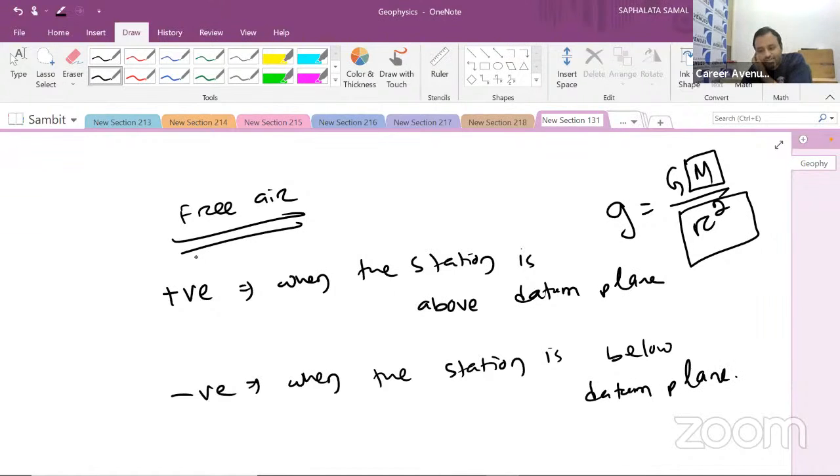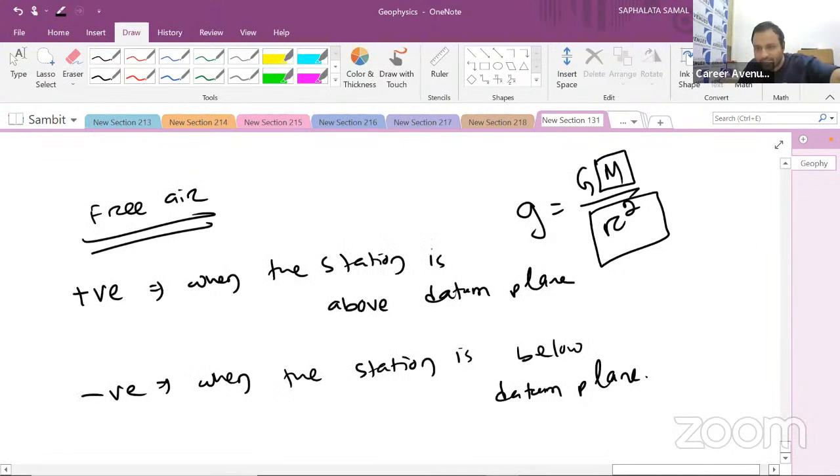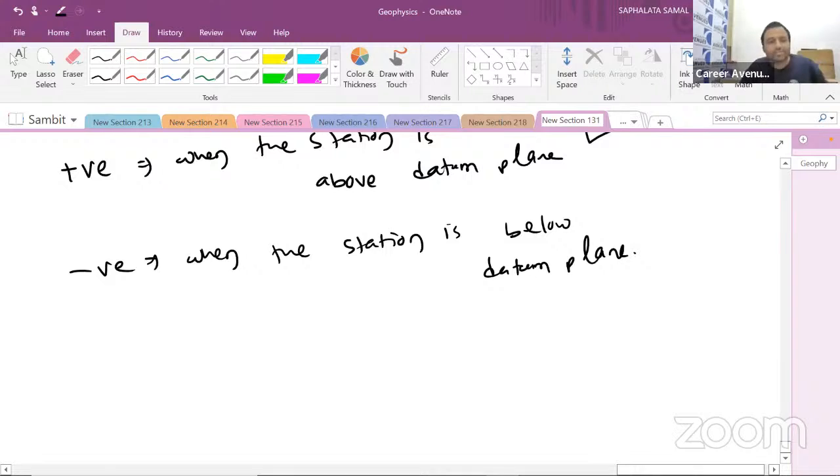The free air correction. Please once again explain the terrain correction. Okay, I'm explaining. Just let me complete this one, and I will once again explain the terrain correction.